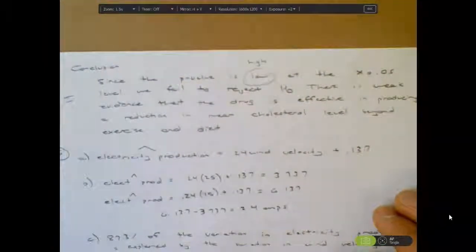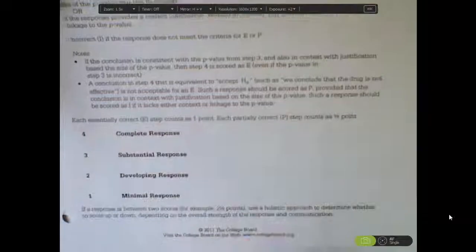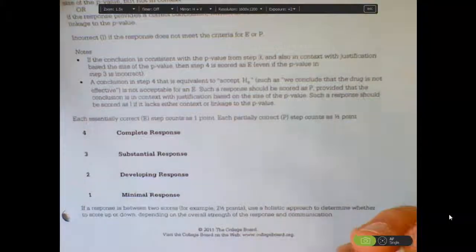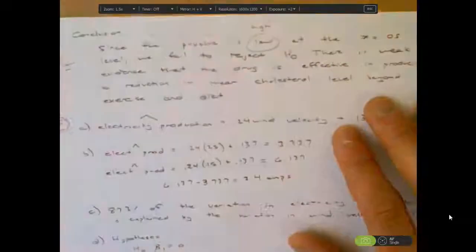Okay, so I have 3 essentially corrects. I have 1 incorrect, which is embarrassing, but that's why you want to make sure that you're really conscientious of checking little things, because that just cost me a point for no reason at all. So I have 3 E's and an I. That's going to earn me 3 points on this question.